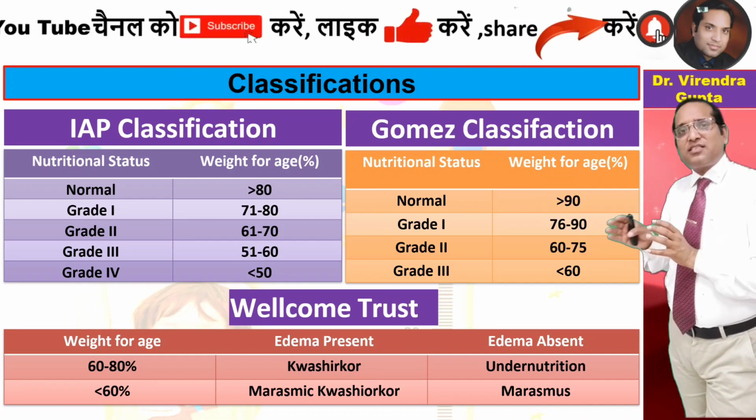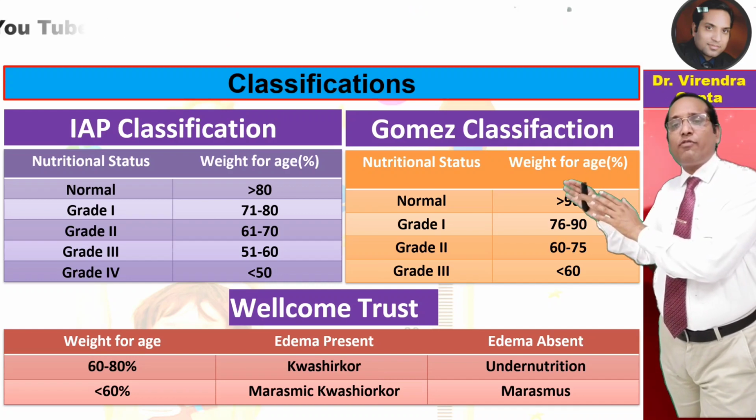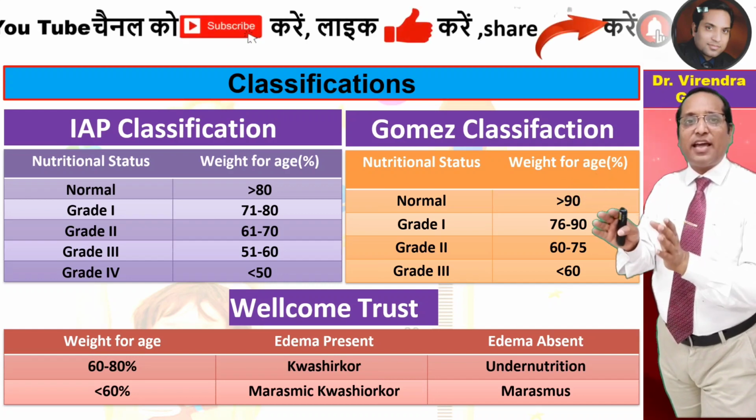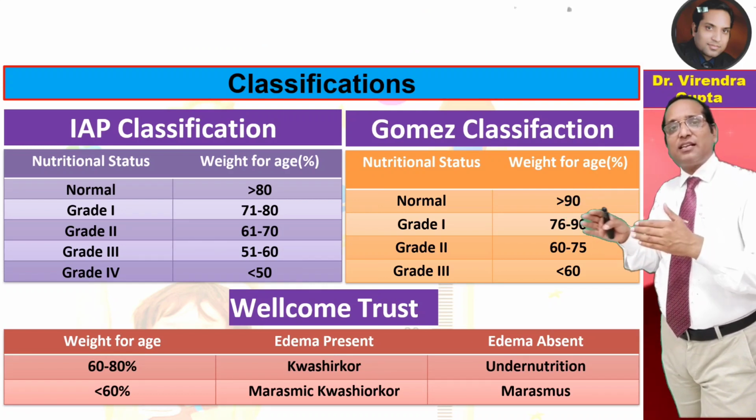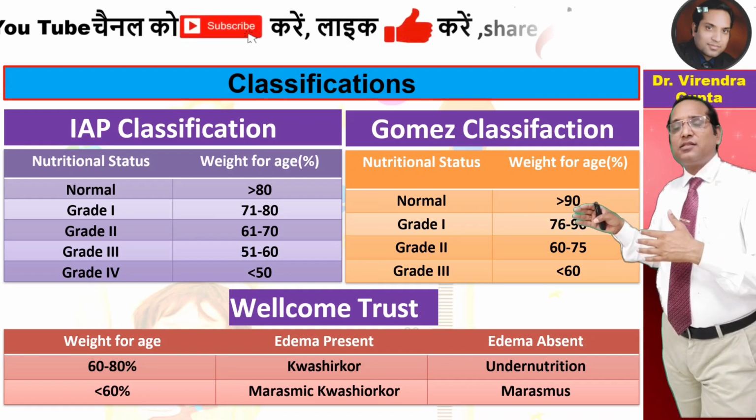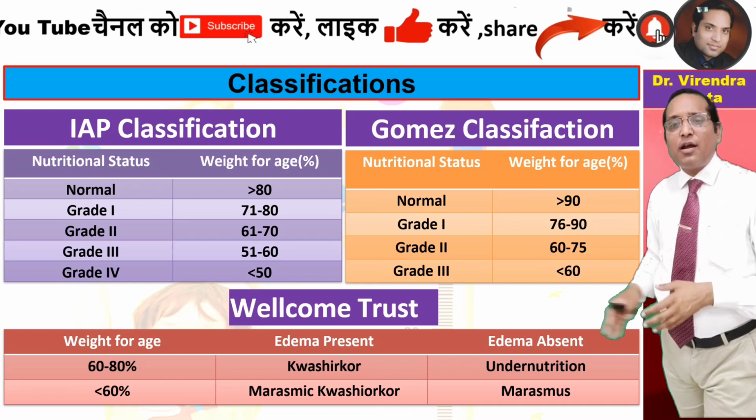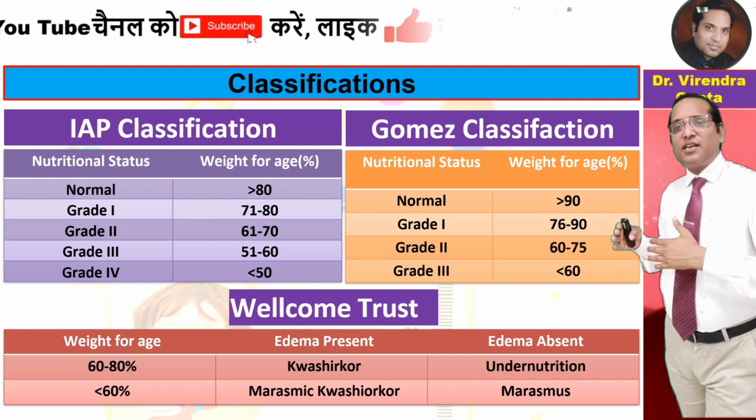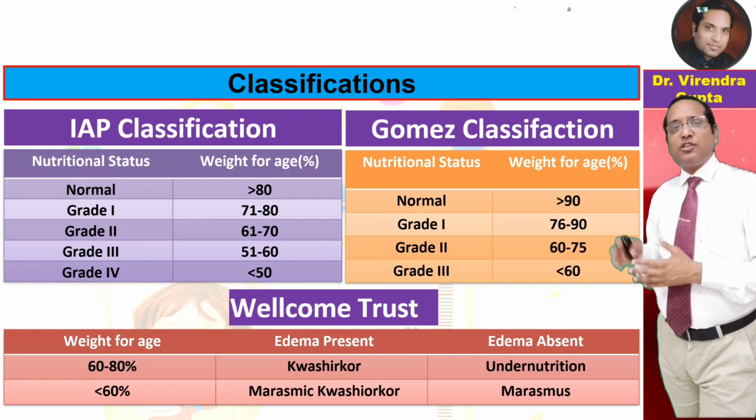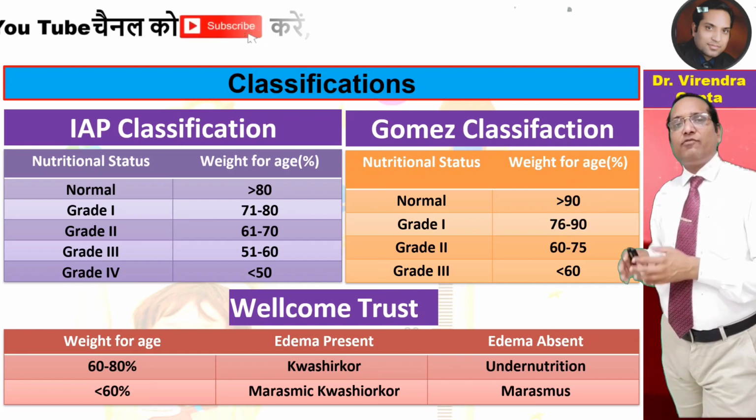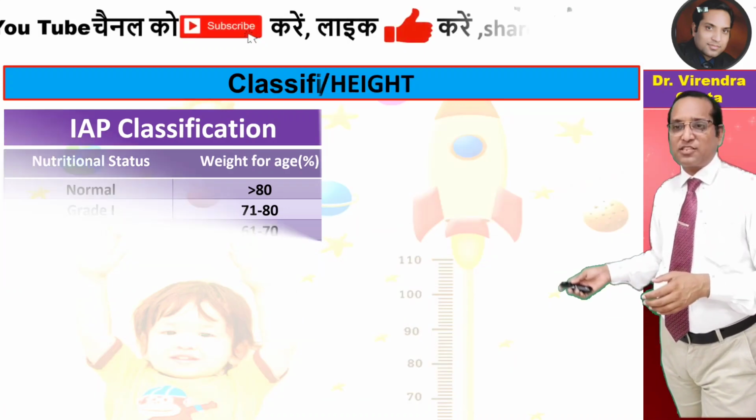In the Wellcome Trust classification, edema is added in cases where the weight for age is decreased. If edema is present and the weight for age is around 60 to 80%, it is kwashiorkor, and if edema is absent, it is known as undernutrition. While if the weight for age is less than 60%, with edema present it is marasmic kwashiorkor, and if edema is absent for less than 60% of the weight, it is marasmus.